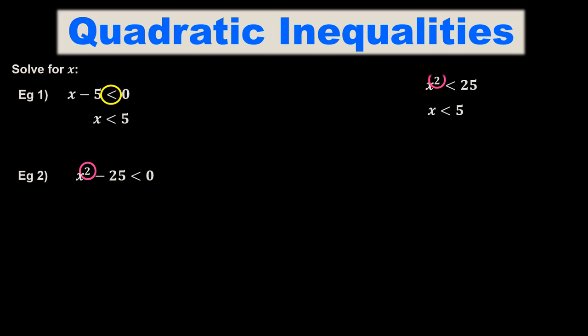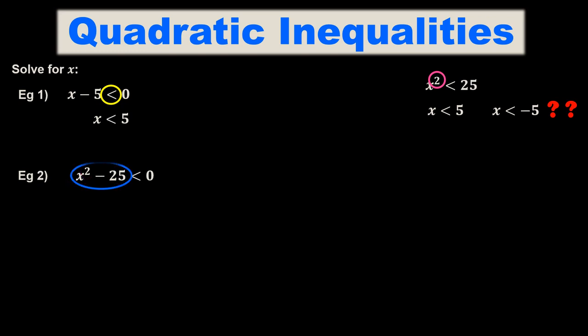But now because of that square, in an equation I should usually get two solutions. So what would the other solution be? Well, minus 5 times minus 5 is also 25. So could the other solution possibly be x is smaller than minus 5? But this makes no sense. How can x be smaller than 5 and smaller than minus 5? So we need to look at it from a slightly different perspective.